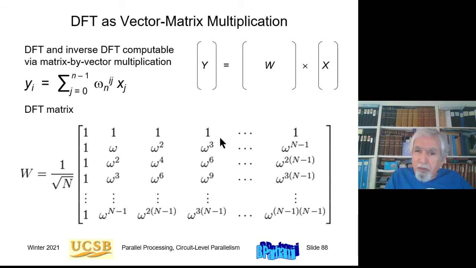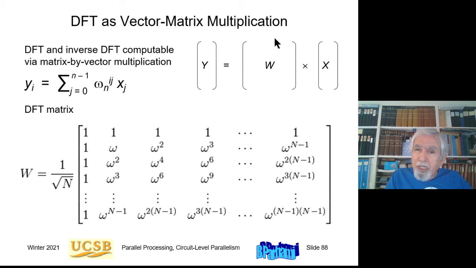Okay, the first row is all ones. The next row is 1, omega, omega squared, omega cubed, and so on. Remember that all these powers of omega less than n are not equal to 1. So these are different numbers. Omega squared, omega 4, omega 6.